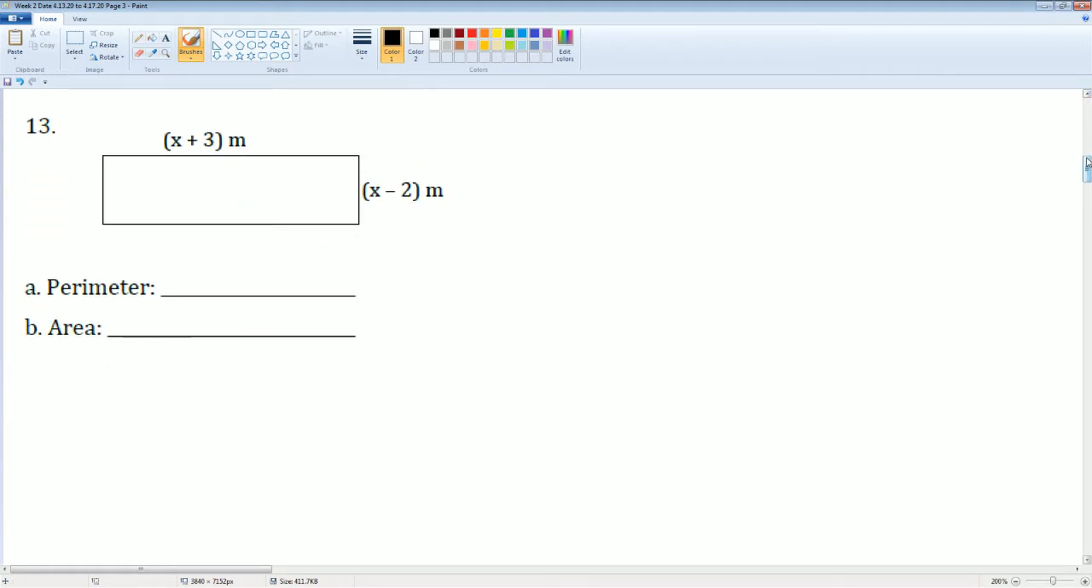All right. So first of all, let's find the perimeter. Before we do that, we have to label. Length is x plus 3. Our width is going to be x minus 2. Let's write down the formula. Perimeter is 2L plus 2W. All right, 2L, 2 times (x plus 3), plus 2 times your width, which is x minus 2.